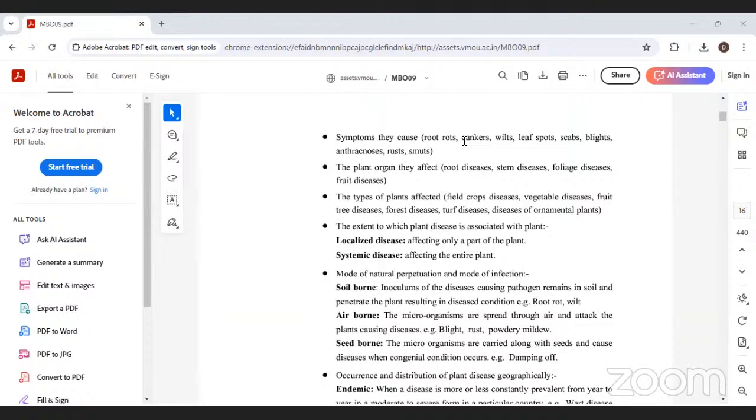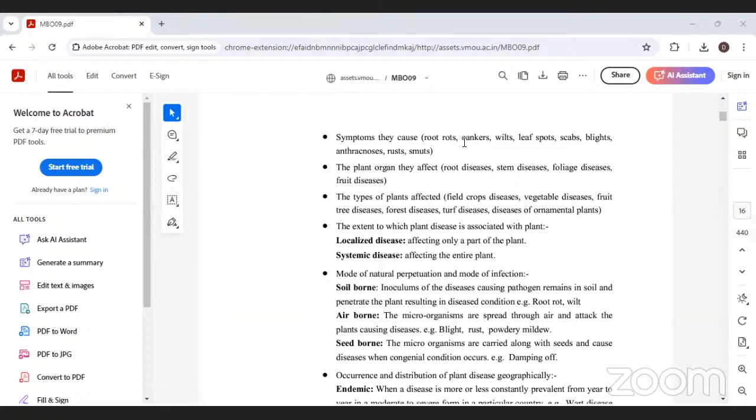Third one, the type of plants affected. What type of plants? Cultivated plants are there, evergreen plants are there, different plants are present. Here, the types of plants affected: field crop diseases. In agricultural fields, crop diseases are there. Vegetables: some agriculturists prefer to grow only vegetables. That is vegetable disease.